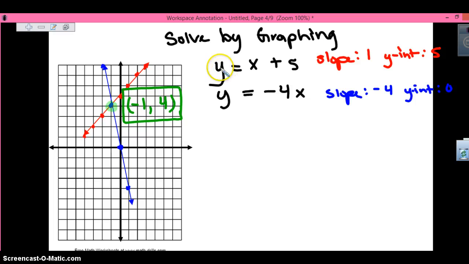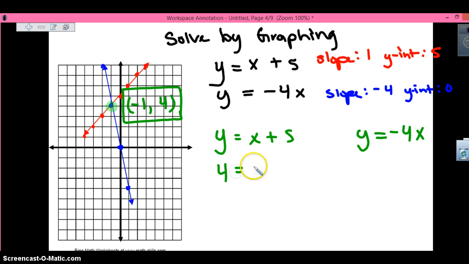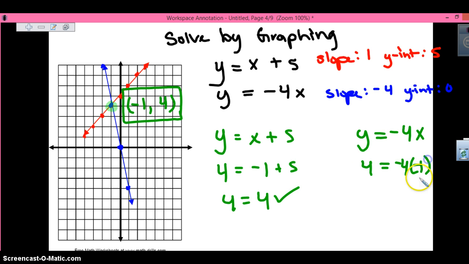How do we check? Well, we can substitute into each of the equations. Y equals x plus 5, y equals negative 4x. We can substitute y with 4 and x with negative 1. 4 equals 4. This is true. 4 equals negative 4 times negative 1. 4 equals 4. They're both true. That means that our answer is correct.